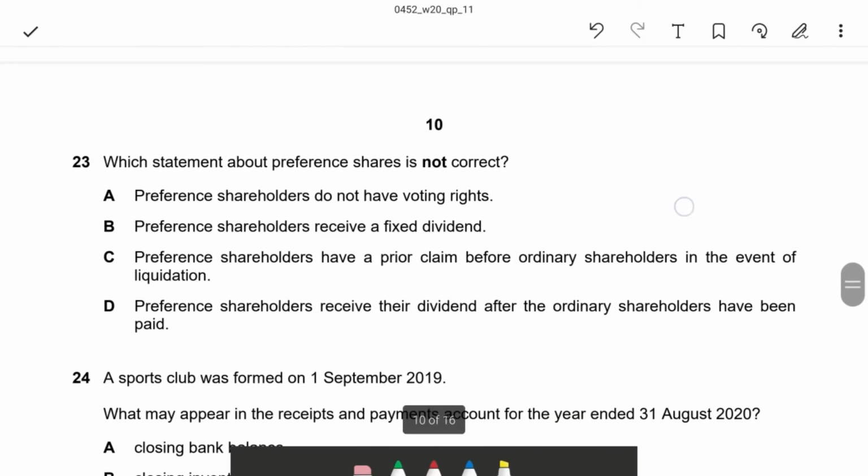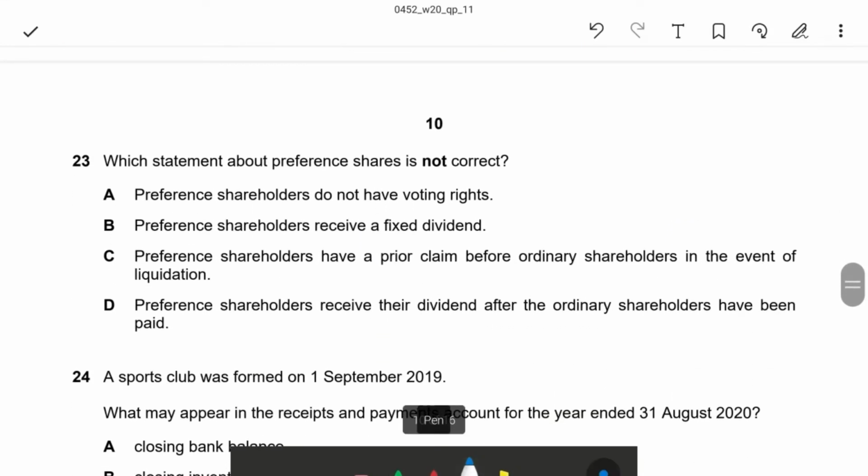Question number 23. Which statement about preference shares is not correct? First option, preference shareholders do not have voting rights. That is correct, but we need what is not correct about preference shares. So this is not the correct answer. Preference shareholders don't have any voting rights. They get the fixed dividend. So this is not the correct answer.